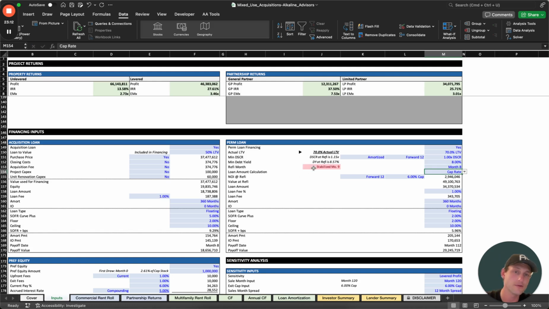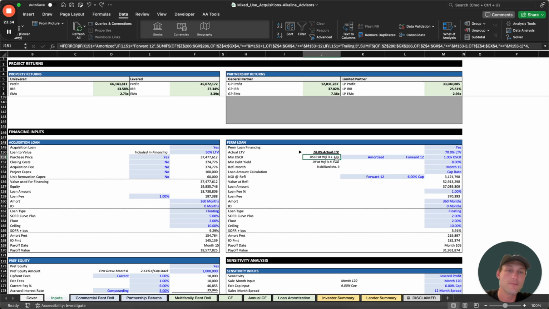This will show up as red just because it's showing that you're stabilized in month 9, but you want to refinance month 8. Another cool feature on this perm loan section is that you have a min DSCR parameter. So right now we're saying we want a 70% loan to value, but there is no minimum debt service coverage ratio. And at a project level, our debt service coverage ratio is 1.18.